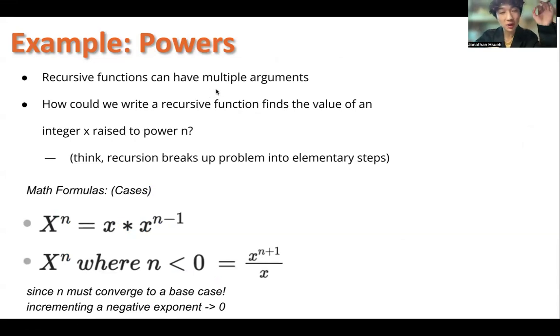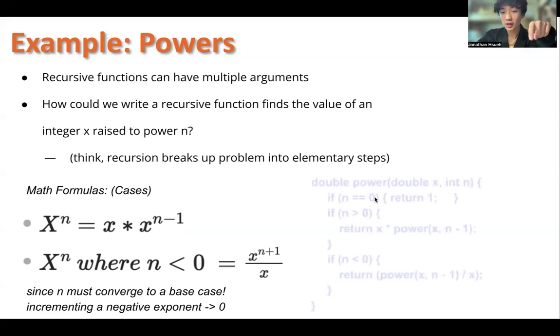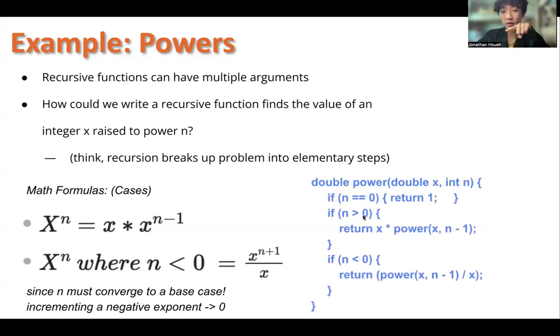Now let's do an example with powers. Recursive functions can also have multiple arguments that get edited. How do we use a recursive function to find the value of x raised to the power n? Think recursion breaks up a problem into elementary steps. These are the elementary steps of exponents. This is for positive and this is for negative because of this. And then here are the steps. We have our base case, we have our positive and our negative case. And then these are basically multiplying the elementary step by the recursive call, and then you just keep doing it until you get your final result, and that's your answer.